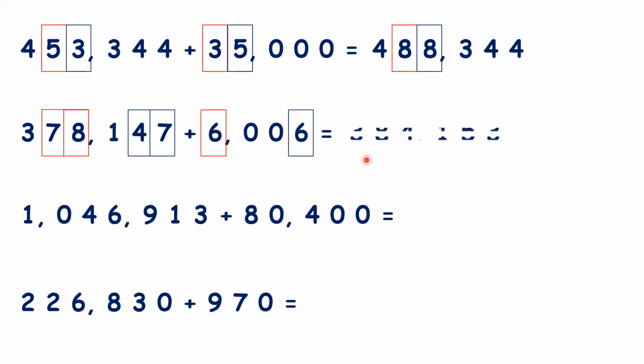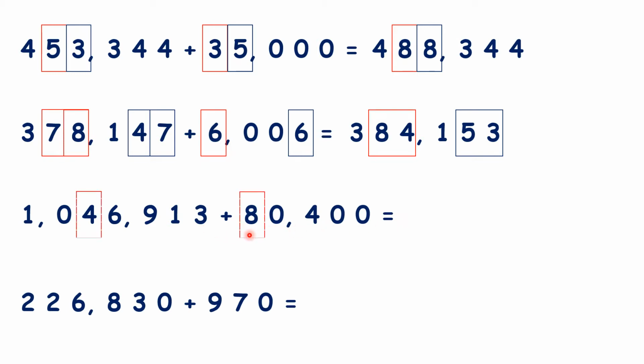So our answer is 384,153, because we added 6 to 78 to make 84, and we added 6 to 47 to get 53. So now pause the video and see if you can use the same method to answer this question here.